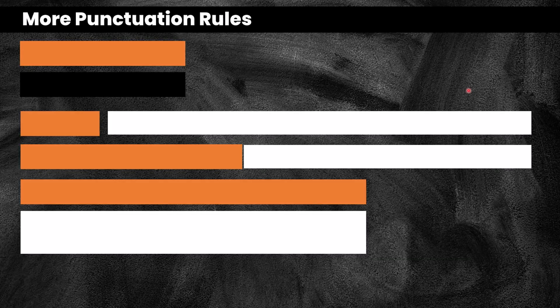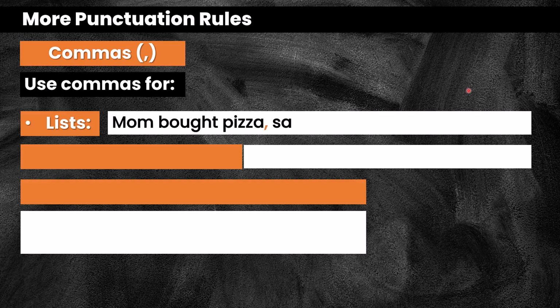So now let's talk about other important punctuation marks in English. Commas. We use commas for lists of 3 or more. For example, Mom bought pizza, comma, salad, comma, and fruit for the party. This comma before and is known as the Oxford comma, and it is optional. However, it's more commonly used in North America.